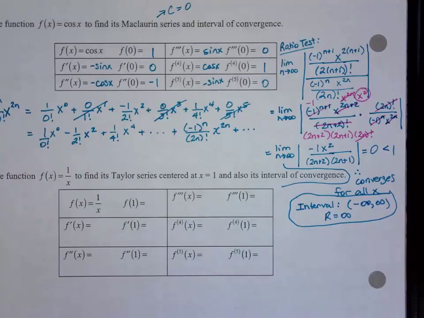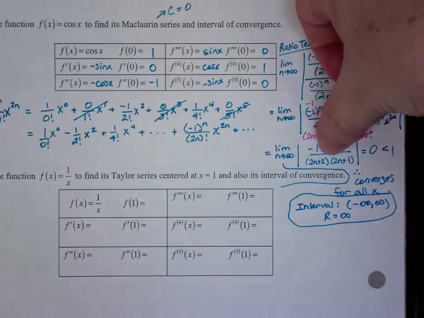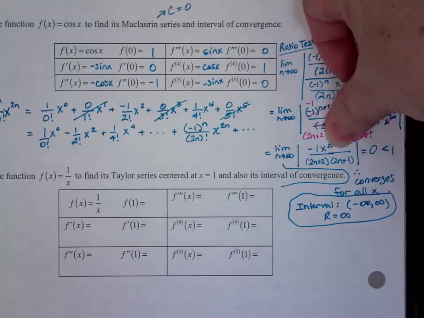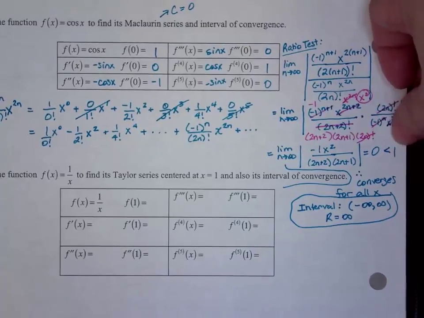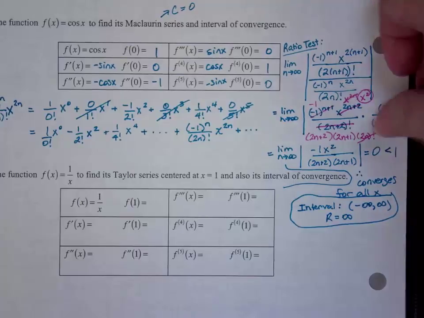Yes? Why does it converge for all x's again? Okay, what I said was this. When x is taken out of the picture, that limit is 0. So if I bring x back into the picture, if all of that equals 0, it doesn't matter what x is. It's still going to be 0. And since it's 0, and 0 happens to be less than 1, which is what needs to happen for it to converge, it's going to converge for everything. Okay?